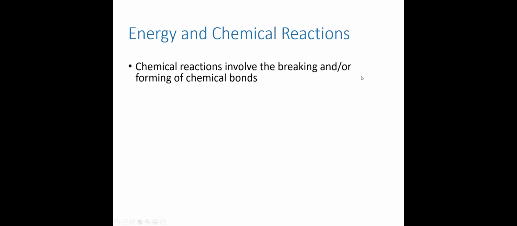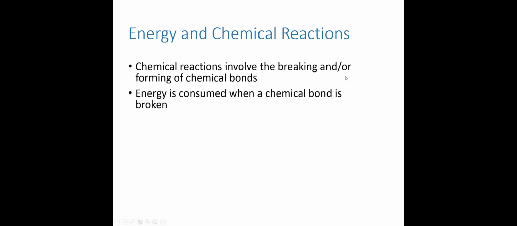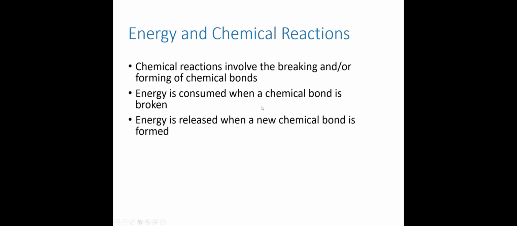I now want to combine some of the concepts from the last chapter, chapter 4 on energy, with what we know of chemical reactions now. So when we have a chemical reaction, there's always the breaking or forming of chemical bonds, usually both. It is important to know that to break a bond, we always must invest energy. So energy is always used up when that occurs. On the other hand, whenever a new chemical bond is formed, energy is released.